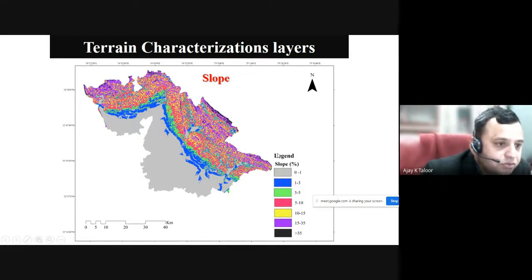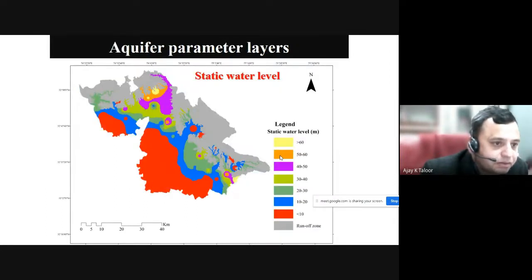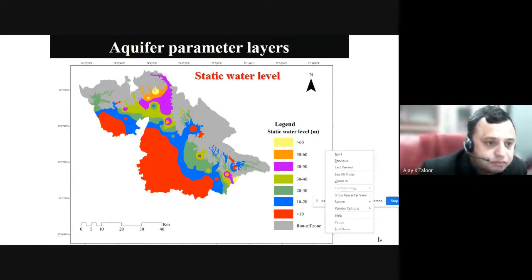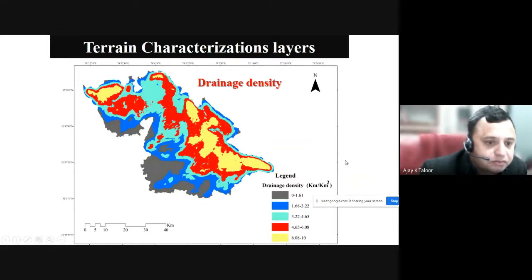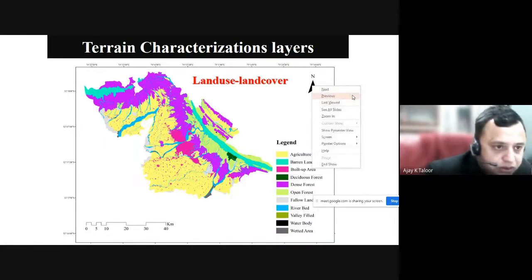Next, Suraj, please. No, no, no. Back, please. Back. Yes, back, back. Back another. Is it back, please? Back two slides. Yeah. Back one. Yes. So this land use land cover.